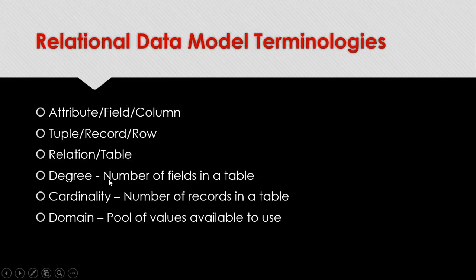Another term is degree. The number of columns in a table is known as the degree of that particular table. Cardinality stands for the number of records in a table. When I say cardinality, the headings of the table are not counted as records, because a record should have the complete data. So you have to keep that in mind. Domain means the pool of values from where you are taking the data for these columns or records.